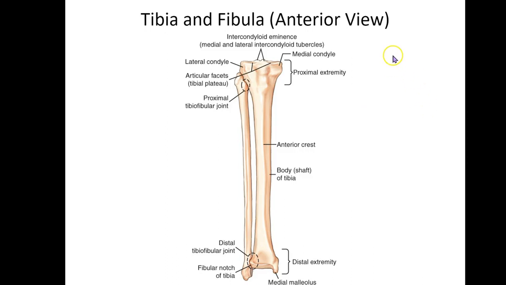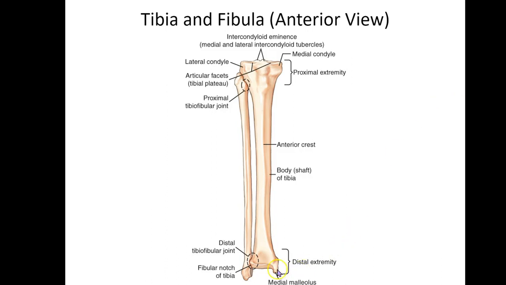The body of the tibia is, of course, this long, slender portion in between the extremities, and along the anterior surface of the tibial body, extending from the tibial tuberosity all the way to the medial malleolus, is this sharp ridge that we talked about a minute ago called the anterior crest. Again, the anterior crest, or the shin bone as we call it, is right below the surface of the skin, and you can feel it very easily.